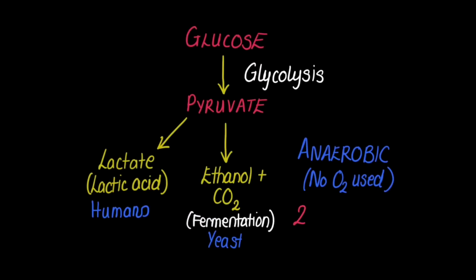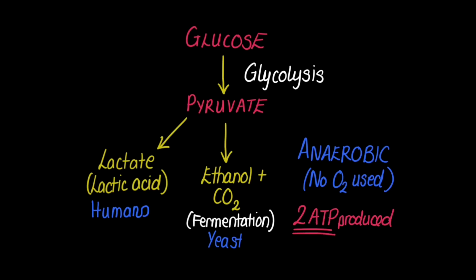So in summary, anaerobic respiration in yeast involves first the breakdown of glucose into pyruvate, and that was part of glycolysis, and then producing ethanol and carbon dioxide. And conversely, in humans, you're breaking down the glucose into pyruvate and then into lactic acid. This occurs in animal cells.